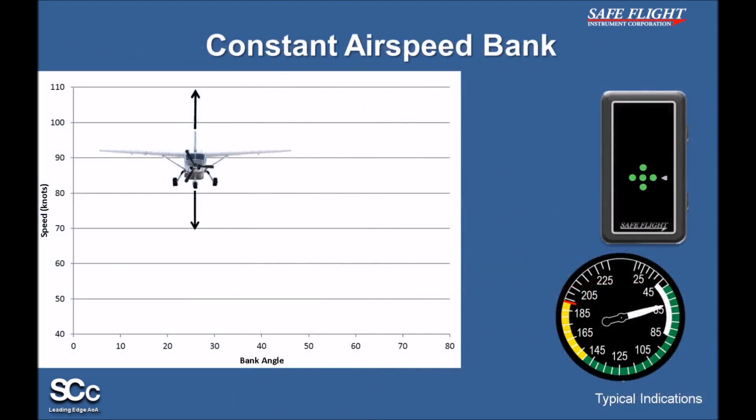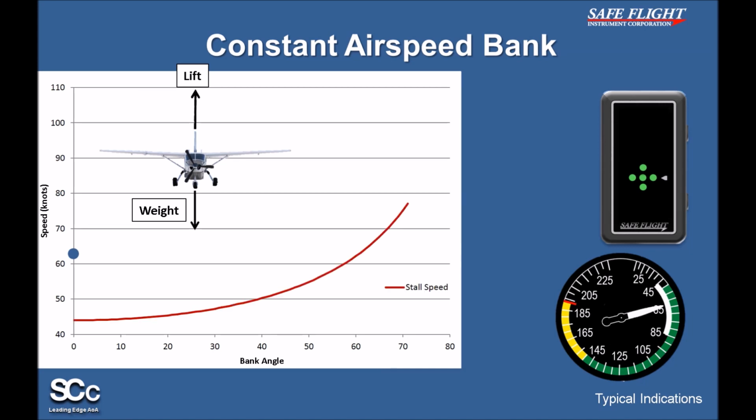Let's look at the aerodynamics of a constant speed bank. First, it is key to note that the upwards lift must balance the downwards force of weight, no matter the bank angle, to maintain altitude. This blue dot on the graph represents the plane, currently at a 0 degree bank at roughly 62 knots. This red line is the stall speed, also shown by the red arrow next to the ASI, which will move as we bank. There is currently a 19 knot margin above stall.